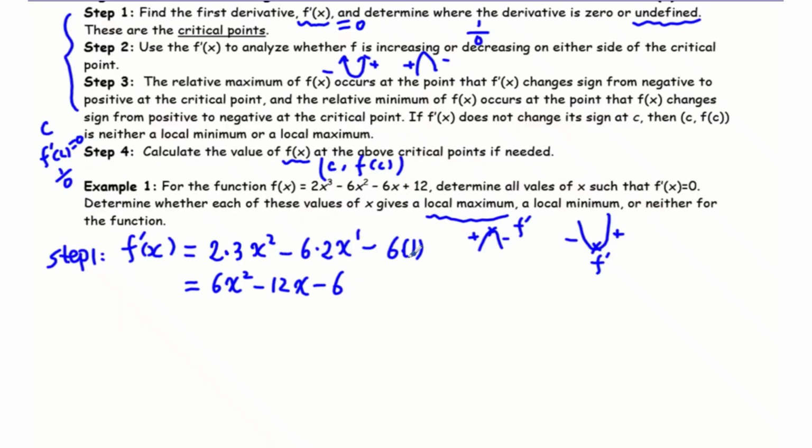So this is multiplication. We could put it in brackets. Then step 2, we want to find f prime of x equals 0.